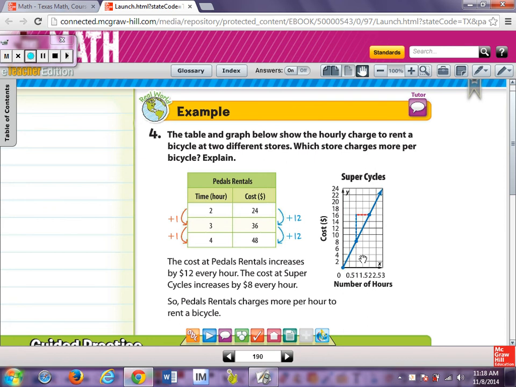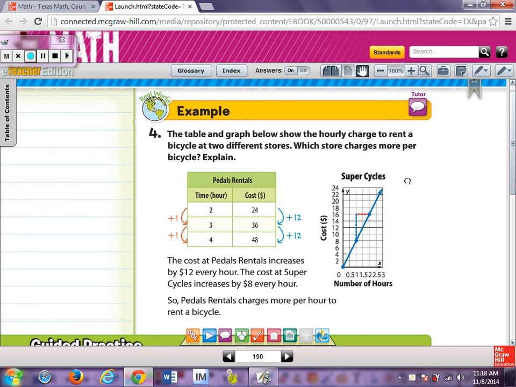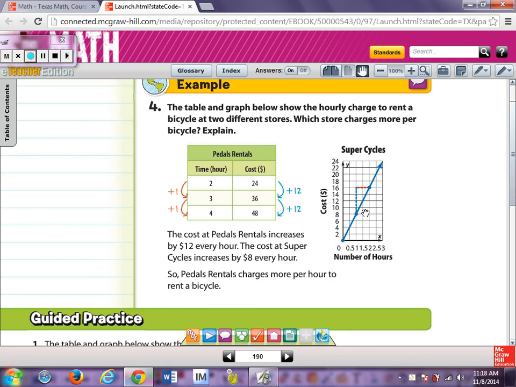So here's a really nice example where we have 2 ways to see data, and we're talking about 2 different places. We have Pedals Rentals, which rents bikes. That's the name of the store. And then we have Super Cycles. We want to know who charges more per bike, which is who has the more expensive prices. So Pedals tells us in their, let's say on a sign, that to rent a bike for 2 hours, you pay $24, 3 hours is $36, and 4 is $48.